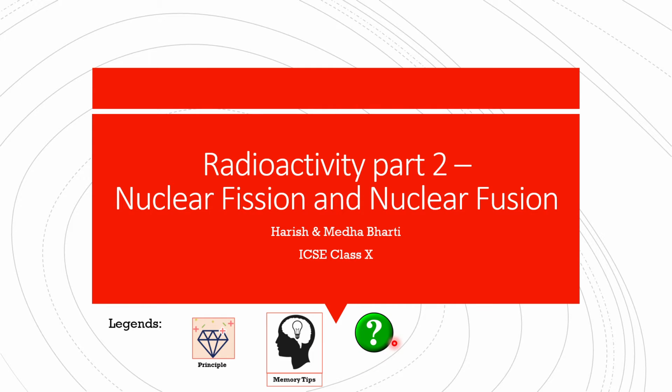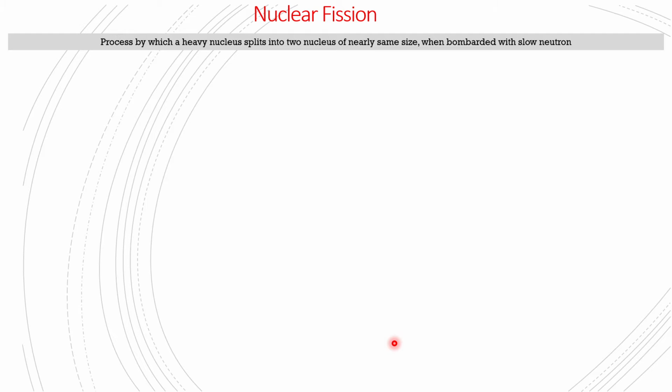Let's get started. What is nuclear fission? By the name, it is very easy to interpret that. In this process, a heavy nucleus splits into two lighter nuclei. And all of this process is started when it is bombarded with a slow moving neutron. So that is also important. Let's have a look at it pictorially.